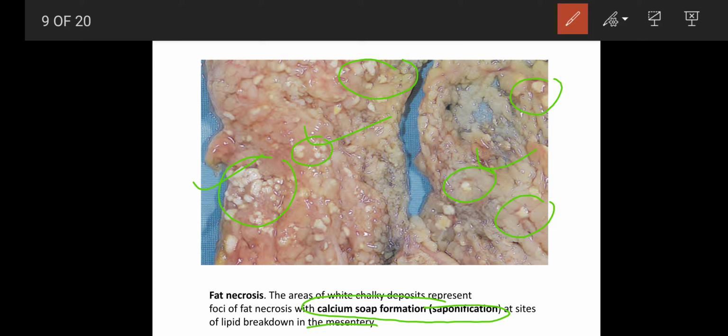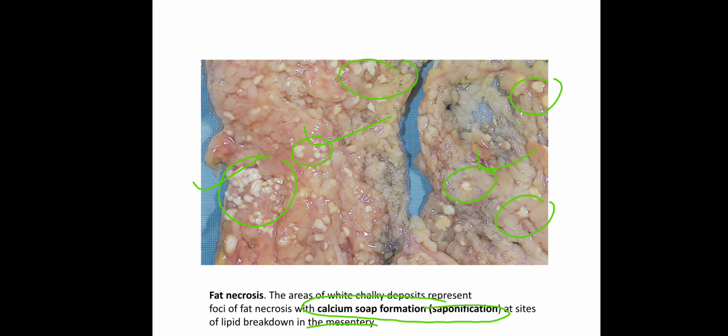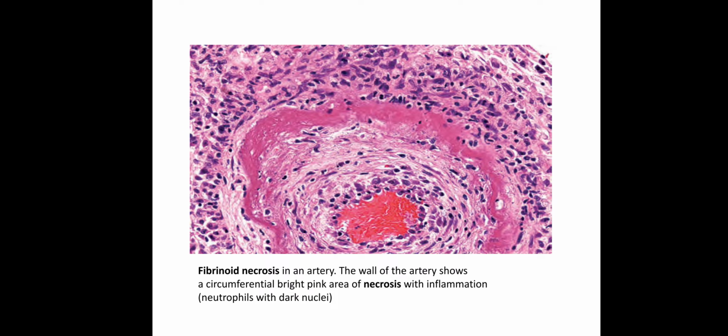For example, certain harmful digestive enzymes, when they are released, are going to go and digest the fat. They will break down the fat, and ultimately fat necrosis will occur. So this is an example of fat necrosis. Let us look at the other image.